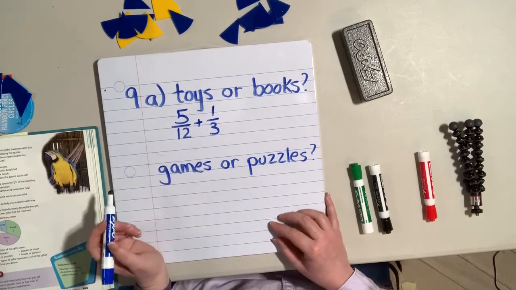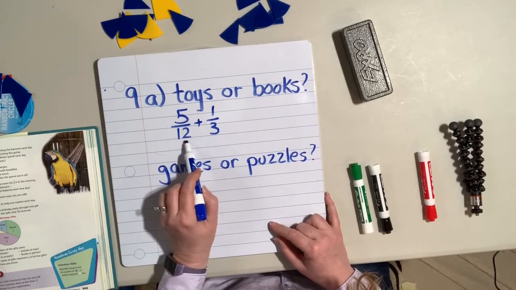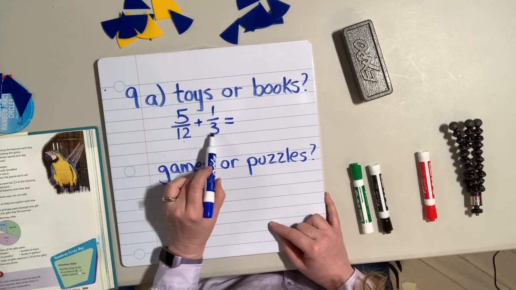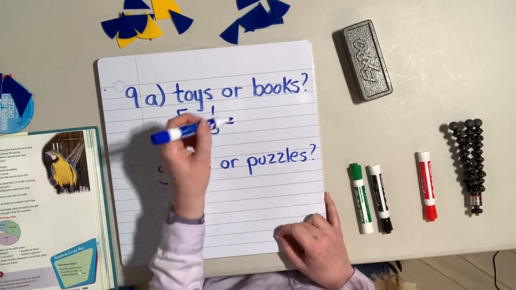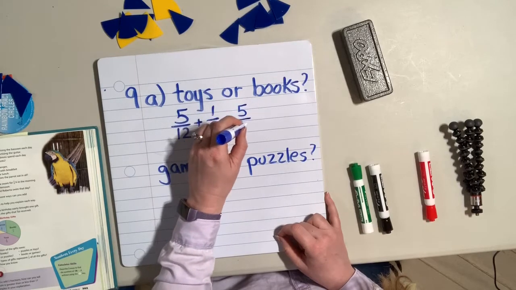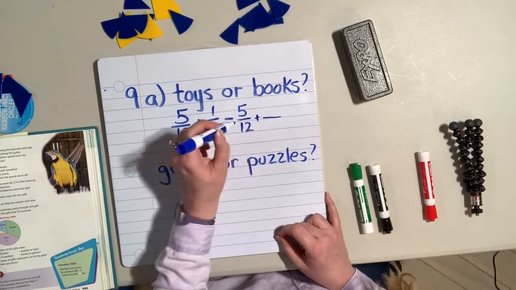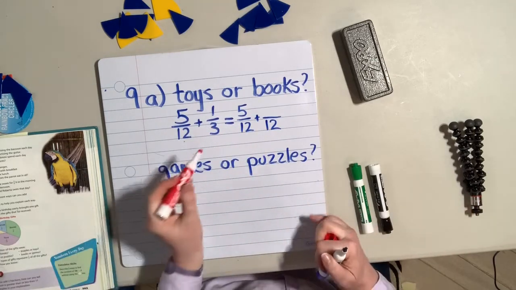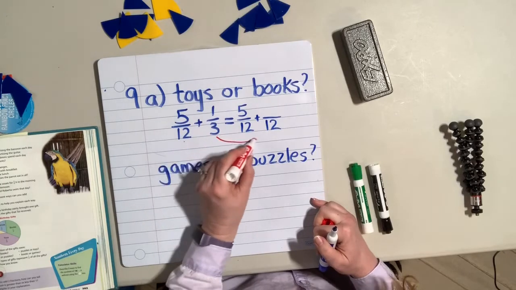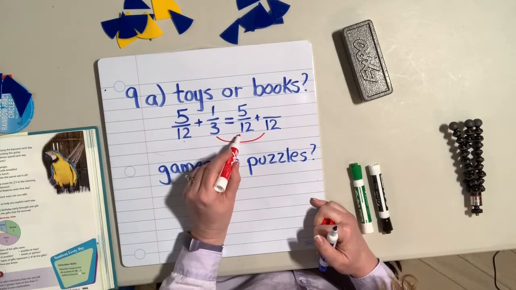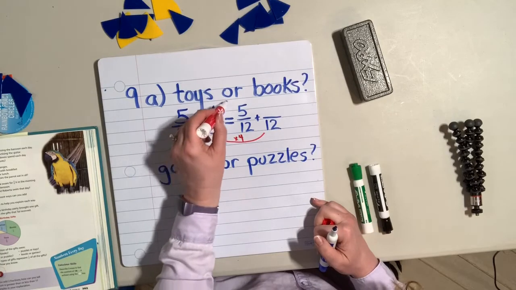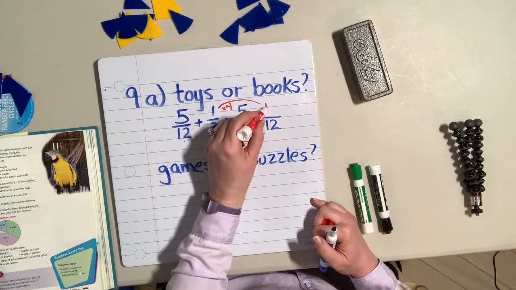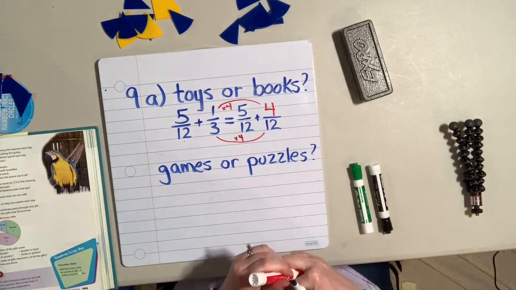Now I need to add these together. They have different denominators, so I need to convert. If you think about it, you know that 3 goes into 12 evenly, so we'll just leave the 12 alone, 5/12, and we will convert the thirds to 12ths. So what did you do to get from 3 to 12? Times 4. So you need to do the same thing to the numerator, times 4, and you're going to get 4/12. So now we can add them up.